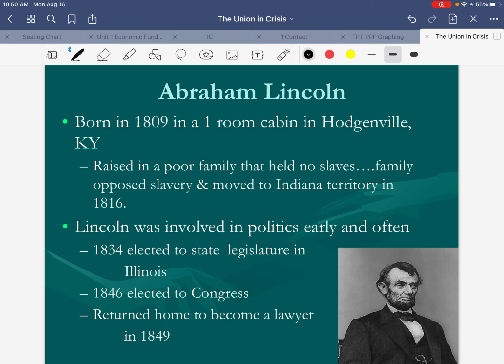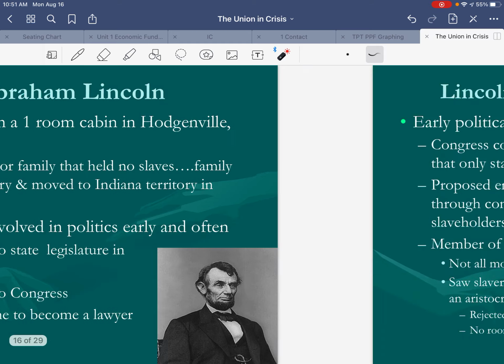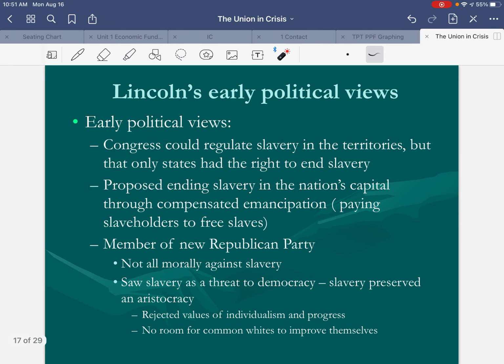He was elected as a state representative in Illinois. So within the state of Illinois, he was a representative, not in Washington, D.C. He was elected as a senator to Congress one time, and then he came back home and was a lawyer in Illinois. And so he doesn't really have that much of a political career, but he does run for president in 1860. Here are some of his early views.